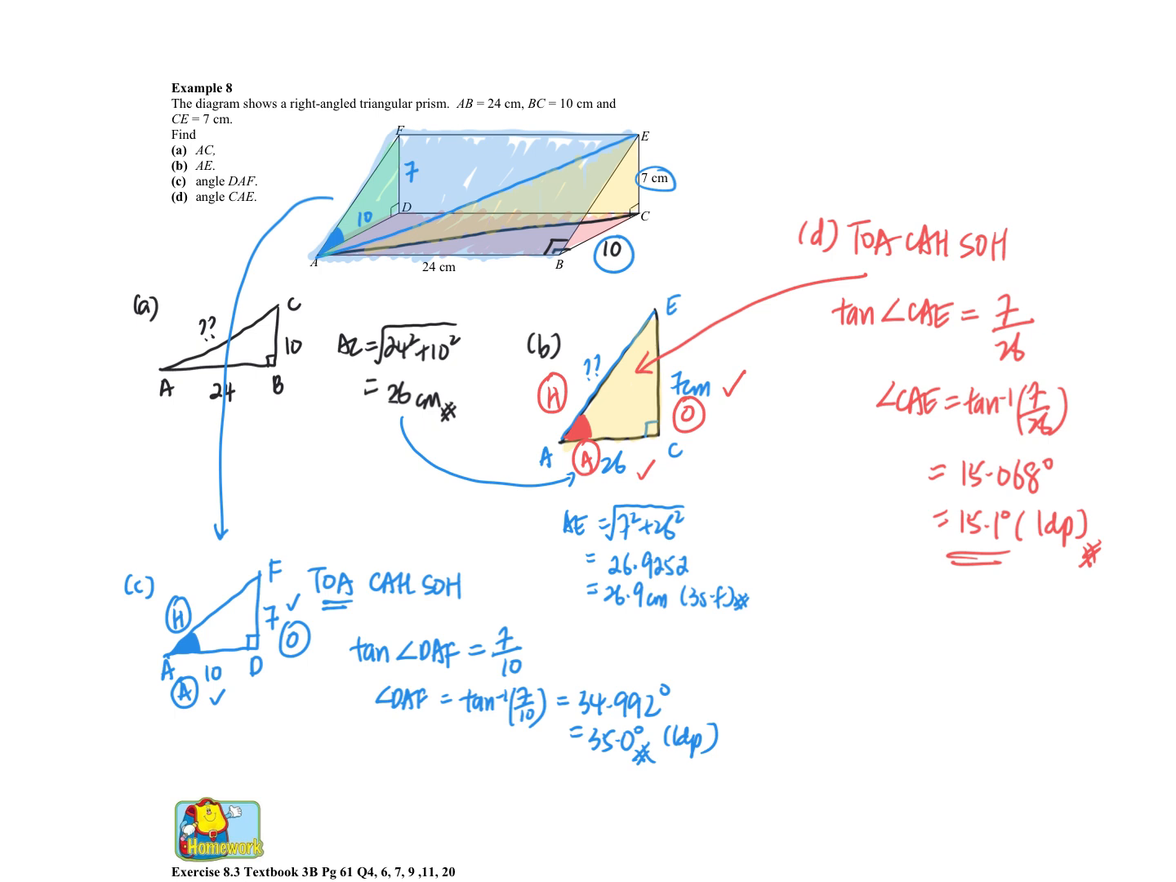What is 6? Yeah, this one is 26. How do you do it? You press the calculator: 24 squared plus 10 squared, then you take the square root. Is it a different answer? Correct, right? Okay.